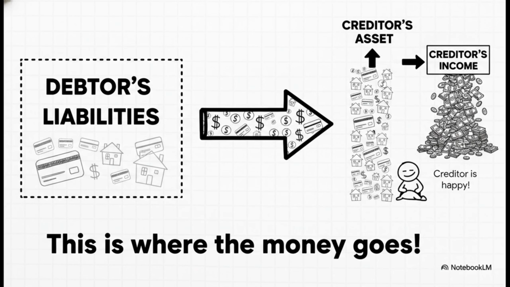Now look where all that hard-earned money is going. Every single payment flowing out of the debtor's liability column flows directly into the creditor's asset column. Your debt becomes their asset. Your monthly payments become their monthly income. It's a brilliant system where their money is put to work for them by you.